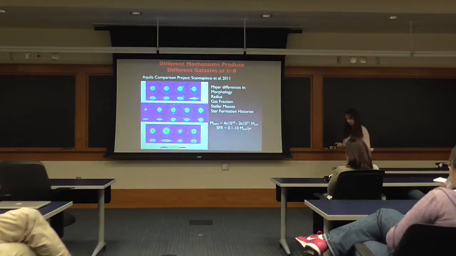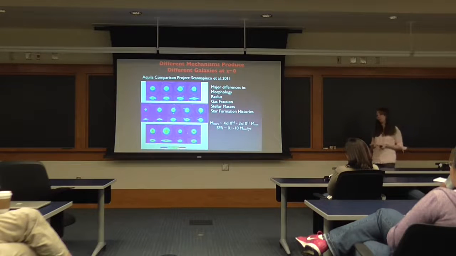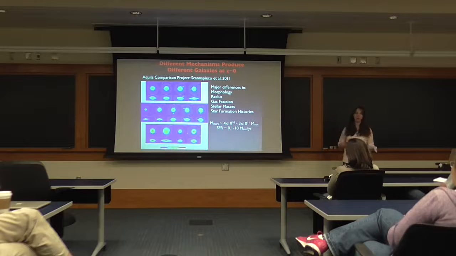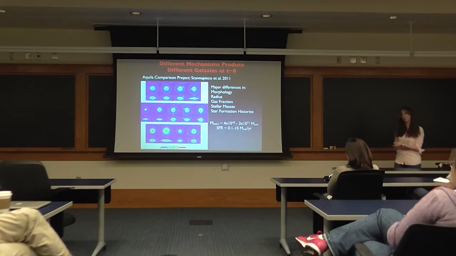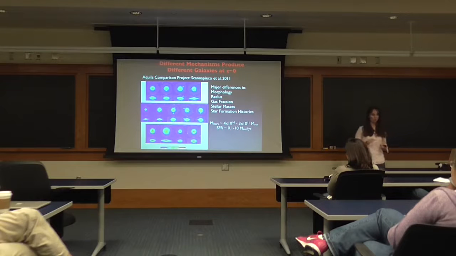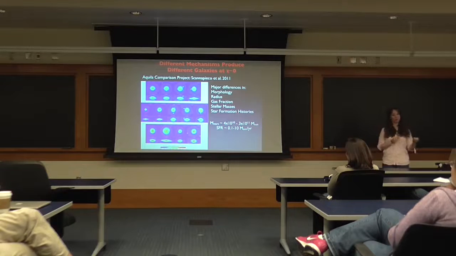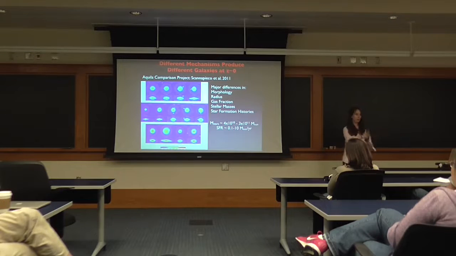And then the other way I want to highlight why it's important to consider many mechanisms is that when they've done simulations to see what kind of galaxies you end up with, depending on which feedback mechanism you consider, they end up with widely different kinds of galaxies at redshift 0. So this is a really nice paper called the Aquila comparison project, where they took 13 different galaxy formation simulations and just said, okay, what if we only consider supernovae? What if we do supernovae and radiation? What if we do it this way or that way? And what does the galaxy look like at redshift 0 when we do different mechanisms?